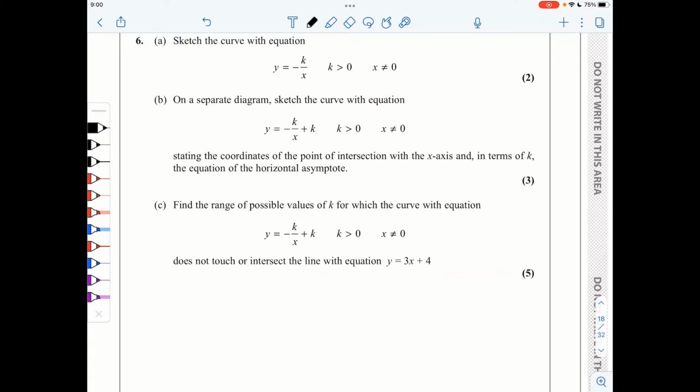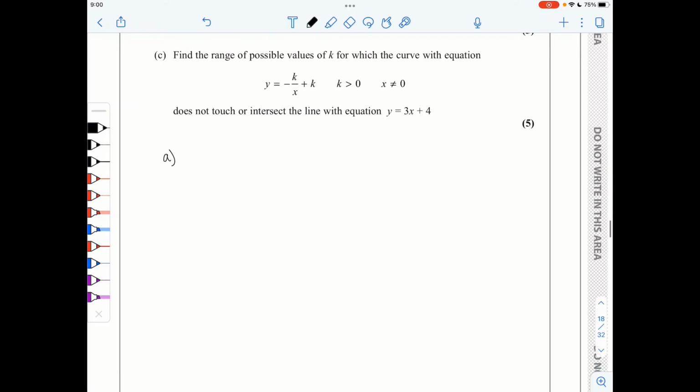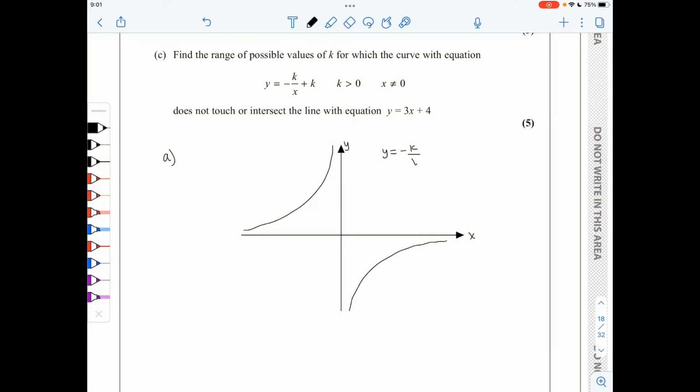In question 6, we've been asked to sketch the curve with equation y is minus k over x, where k is positive. Now we know this belongs to the reciprocal curves, so it has asymptotes at the x-axis and the y-axis. The fact that k is positive and the negative sign in front means that it looks something like this. So this is the x-axis, the y-axis, minus k over x.